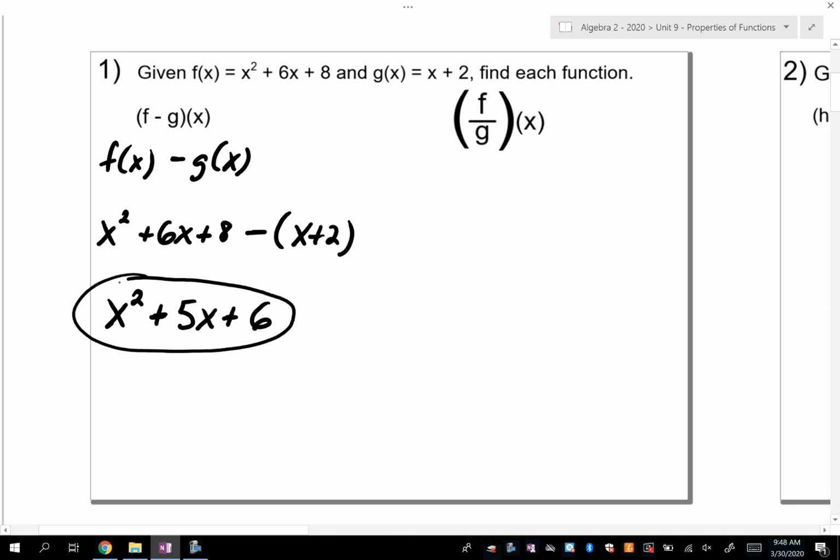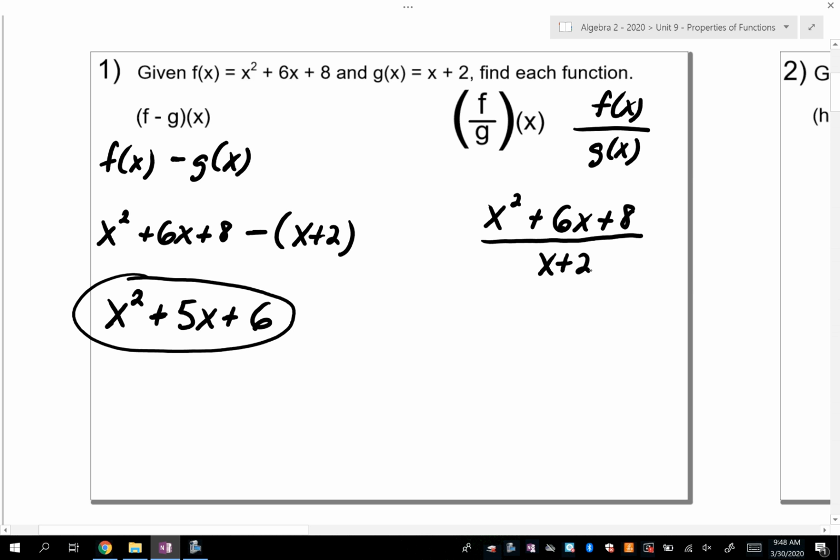All right, let's go to the next one. The next one is f divided by g of x. So this one's going to be f of x over g of x. Let's go ahead and write f of x in the numerator: x squared plus 6x plus 8 divided by our g of x, which is x plus 2. Now, technically this is the function, but you should notice in the numerator, this is a quadratic trinomial, so I'm always going to be trying to factor that. I'm looking for factors of 8 that add to 6, which are 4 and 2. So x plus 4 times x plus 2 all over my g of x, which is x plus 2. You'll notice we have a common factor in the numerator and the denominator, which is going to make 1. That's going to leave us with x plus 4 as the answer.